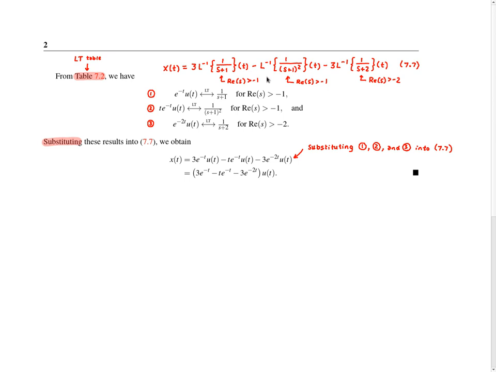Now that we've identified all of the necessary regions of convergence to use for the inverse Laplace transforms in equation 7.7, we can proceed to look up each inverse Laplace transform in our table of Laplace transform pairs. This yields the three inverse Laplace transforms shown here, which are numbered 1 through 3. Substituting these three inverse Laplace transforms into equation 7.7 yields our final answer, which is this answer here. In other words, we have the inverse Laplace transform little x of the function big X.